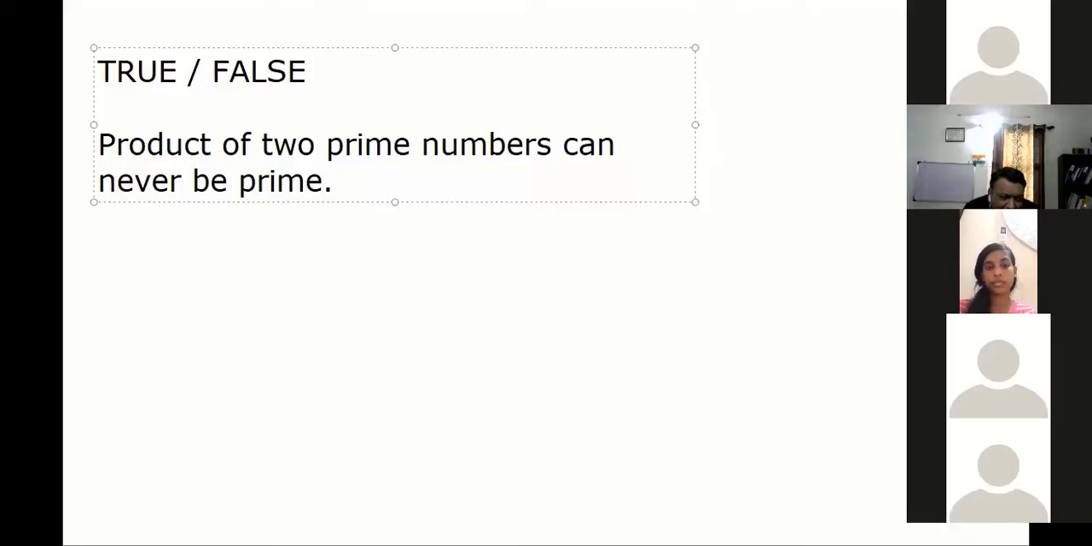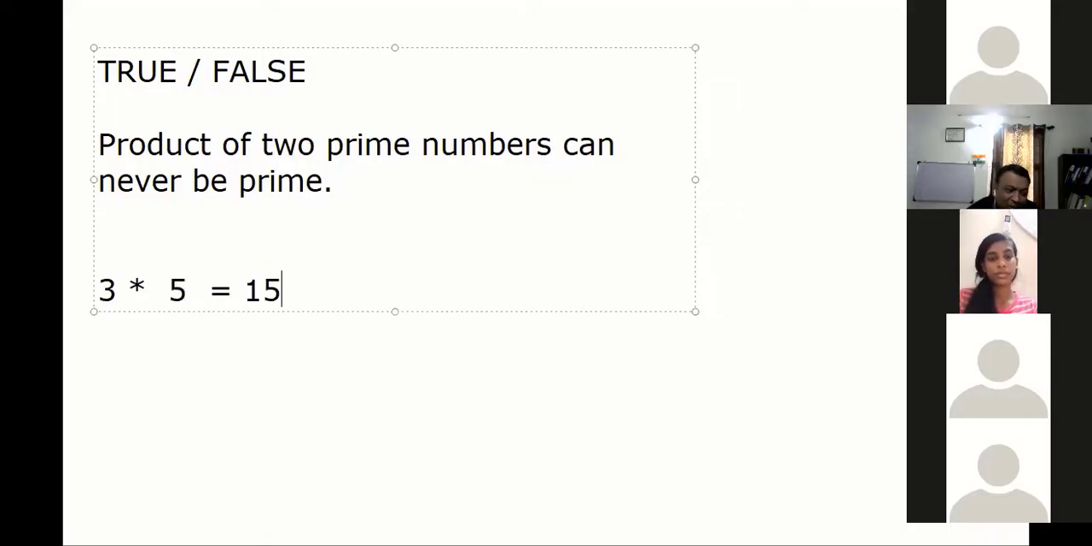So guys, what is a prime number? If you go by definition, a prime number has no factors other than one and itself. Sir, I get it. If you multiply two prime numbers, then it's already a composite number. Exactly, obviously, because this is defeating the definition, right? Any prime number multiplied with any other prime number, you'll get a composite.